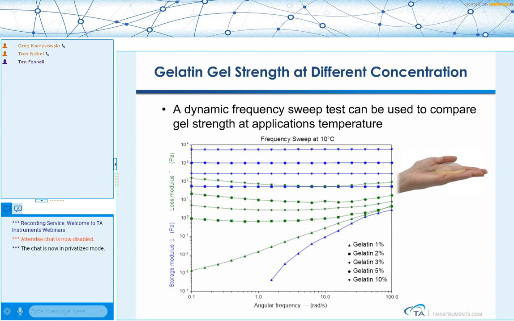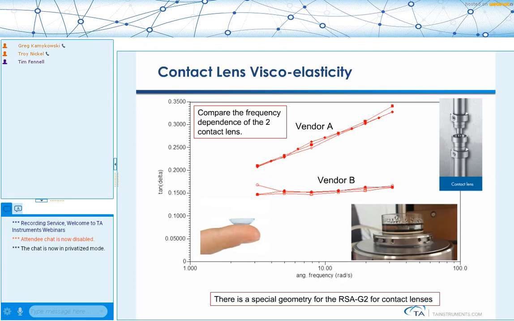So no real apparent gel in that case. But if we go to 2, 3, 5, and 10%, we see that the strength of the material is increasing, but we also note that we get that same curve that we just saw, where the storage modulus does not change as a function of the frequency. So this is a very solid material, and the strength of the material will vary based on the concentration of the gelatin.